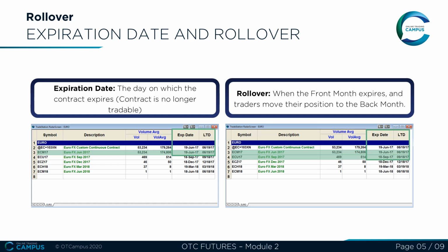So let's assume you're trading the Euro June contract, ECM17, and you know, according to your radar screen, that the June contract expires on the 19th of June, and before that date you have to roll over to the September contract, which would be ECU17.